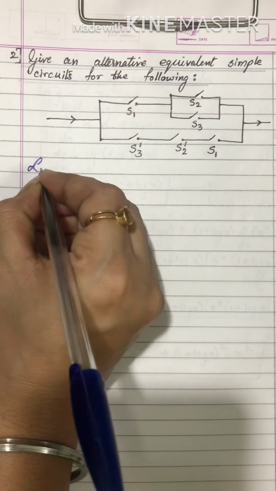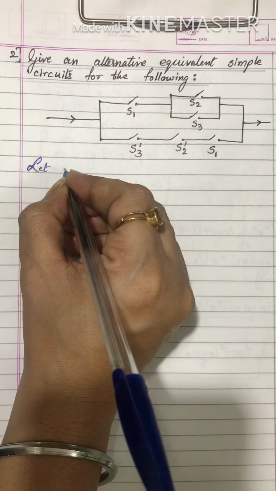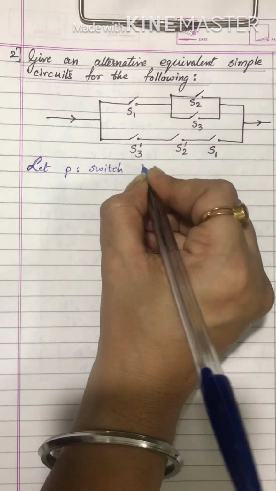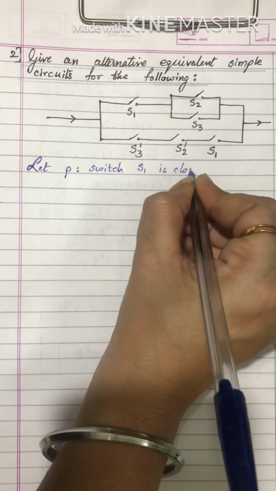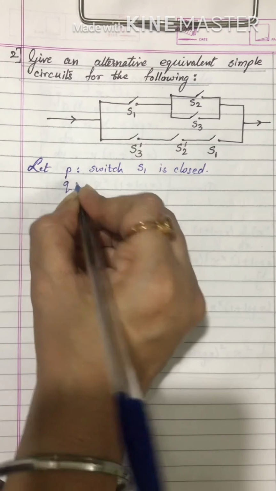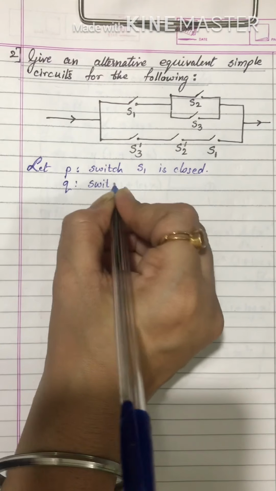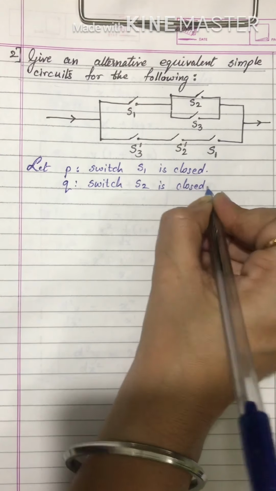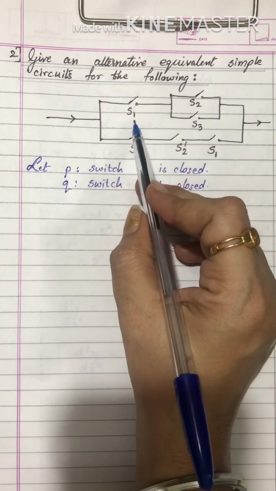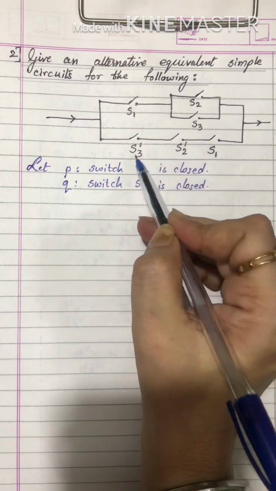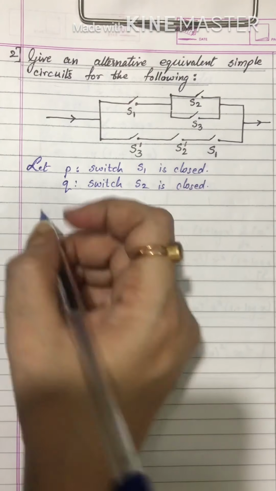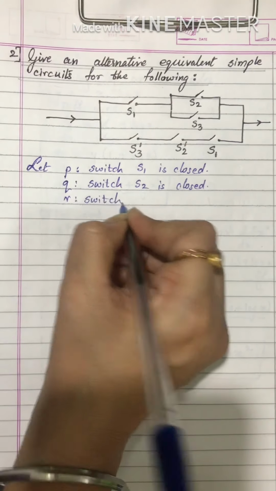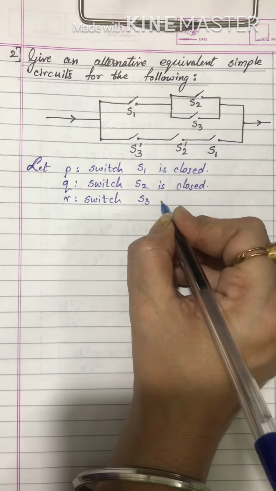First of all, we declare the switches. We say let P be the statement, switch S1 is closed, Q be the statement, switch S2 is closed. Now you will get all this from the diagram itself. How many switches are given? S1, S2, S3. Okay, so there are 3 switches that are needed. R, switch S3 is closed.